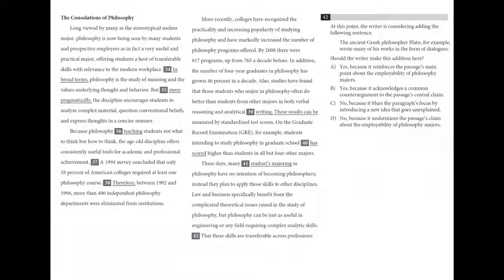42. At this point, the writer is considering adding the following sentence. The ancient Greek philosopher Plato, for example, wrote many of his works in the form of dialogues. Should the writer make this addition here? C. No, because it blurs the paragraph's focus by introducing a new idea that goes unexplained. Choice C is the best answer because it accurately depicts how inserting this sentence would affect the overall paragraph. The fact that Plato used the dialogue form has little relevance to the preceding claim about the usefulness of a philosophy background.